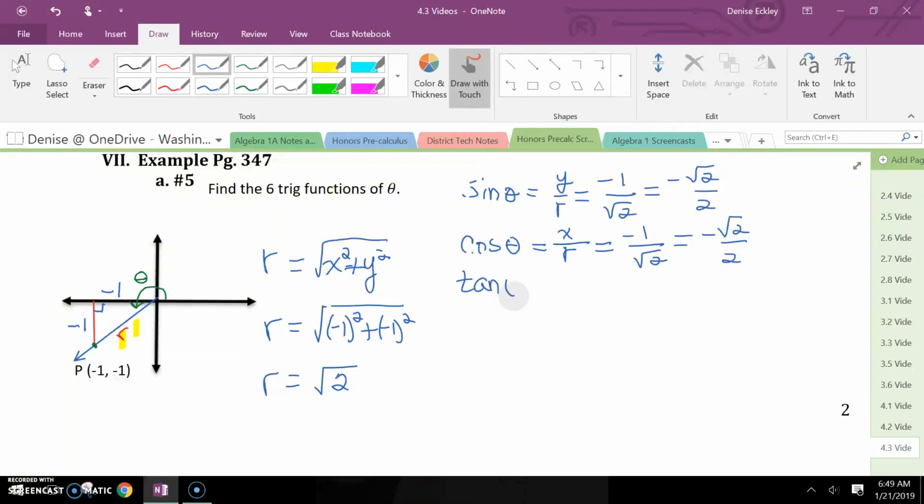Tangent we'll do next, which is y over x. And we get -1 over -1. So we get 1. Now to do the reciprocals, cosecant of theta.